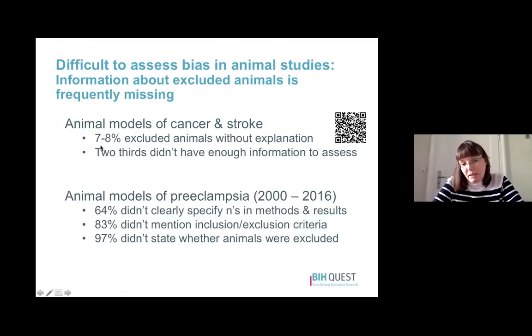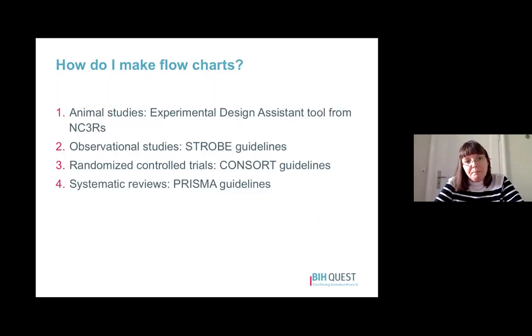And in that paper, they also reported that 7 to 8% of papers were actually excluding animals without any explanation. So we couldn't tell whether that was due to reasons that would cause bias or not. And then 2/3 of papers actually didn't have enough information to determine whether any animals were excluded or not. So again, we have no idea whether these studies have exclusions or whether the reasons might contribute to bias. And then we found similar results in our own meta-research, that's unpublished, on animal models of preeclampsia.